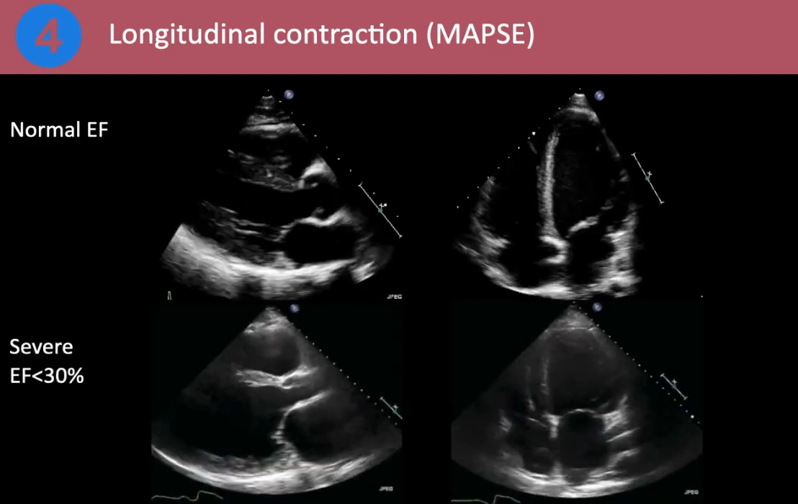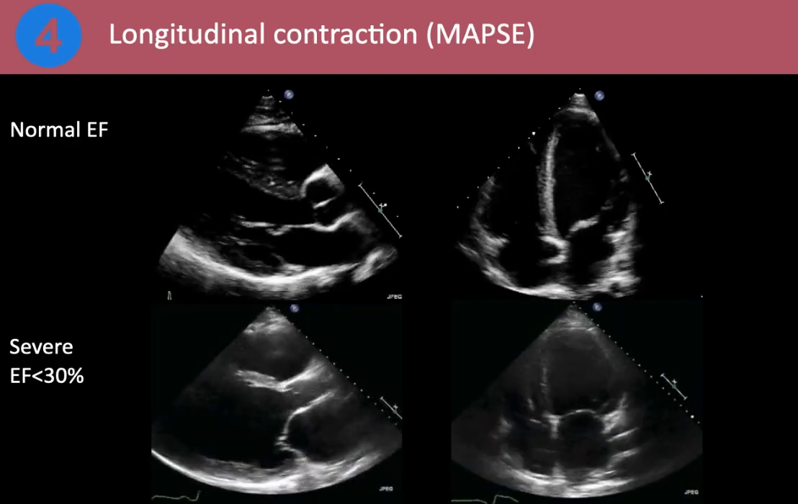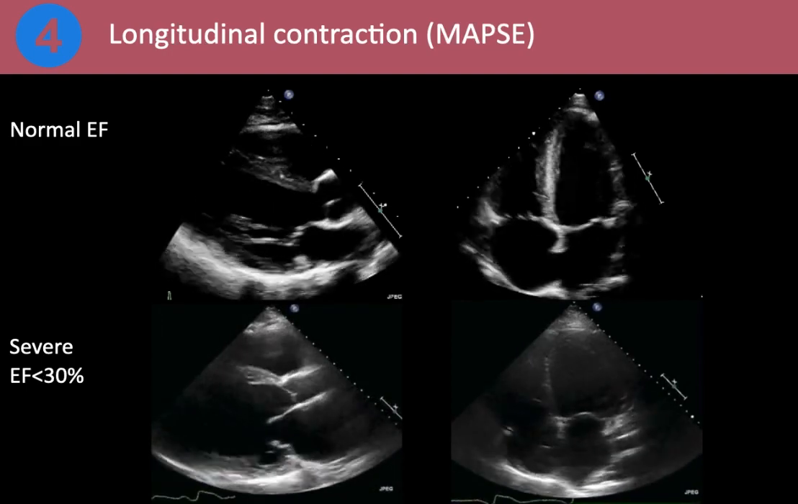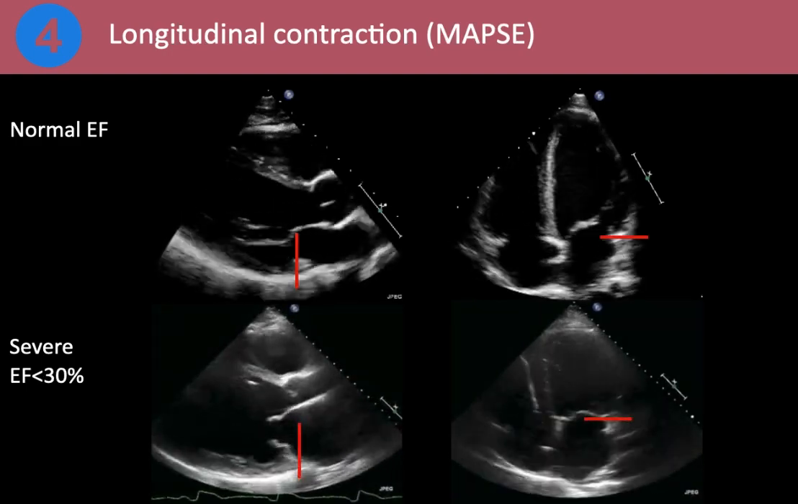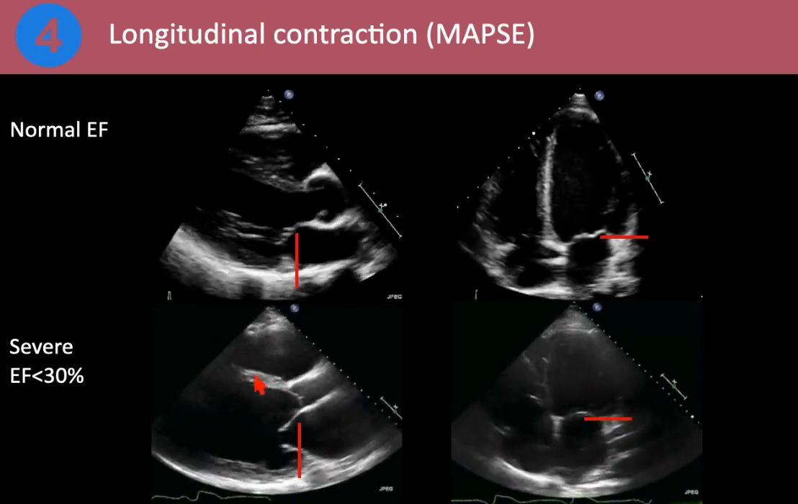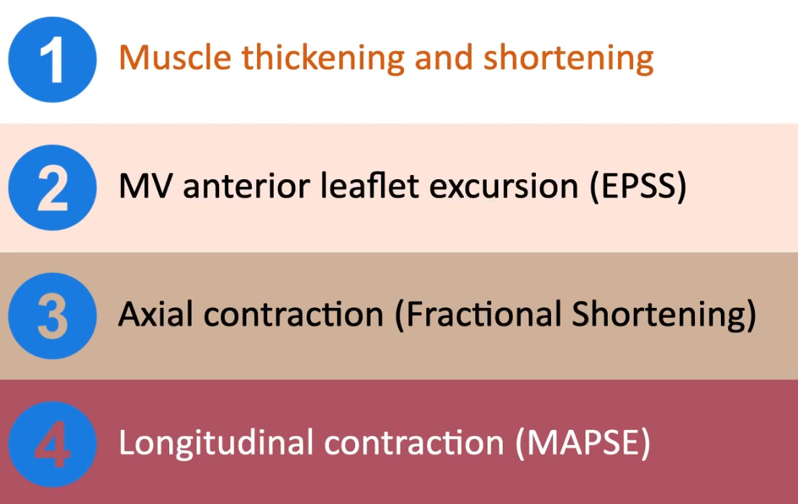Now let's take a look at the other spectrum of EF, which is severely reduced contractility. And now it is a bit easier to perceive the reduced mitral valve annular excursion, which here is very, very poor. And this is supported by the thinner and less thickening of the muscles. So these are the 4 approaches or techniques that we can use to visually estimate cardiac contractility.